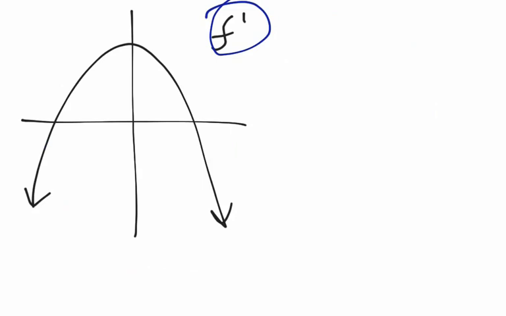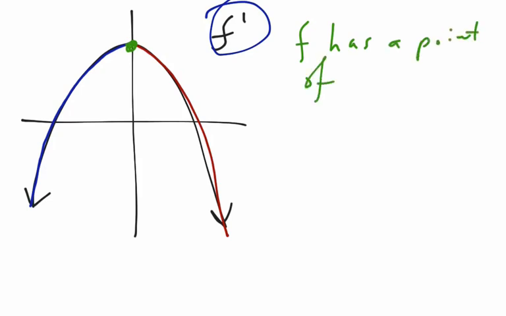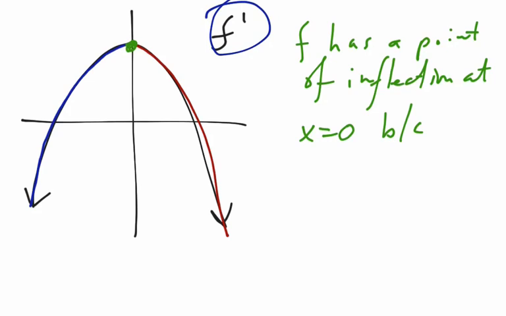So, here's our graph of f prime. Does f prime change from increasing to decreasing? You bet it does. Here, f prime is increasing, and here, f prime is decreasing. Therefore, here at 0, f has a point of inflection. So we're going to say f has a point of inflection at x equals 0 because f prime changes from increasing to decreasing.